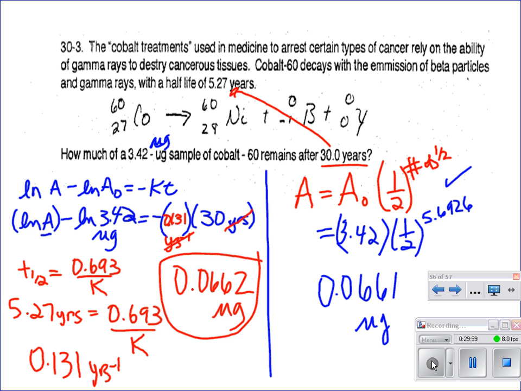Original amount times 1/2 raised to the number of half-lives, which makes sense. After 1 half-life, you're splitting the original amount in half. After 2, you're splitting it in fourths, and that's that squared, and so on and so forth. So it makes sense logarithmically.